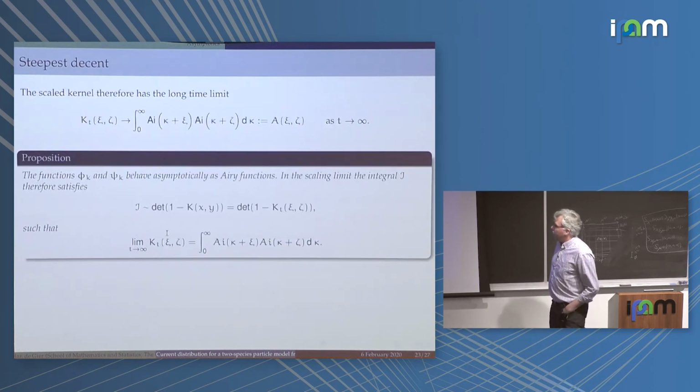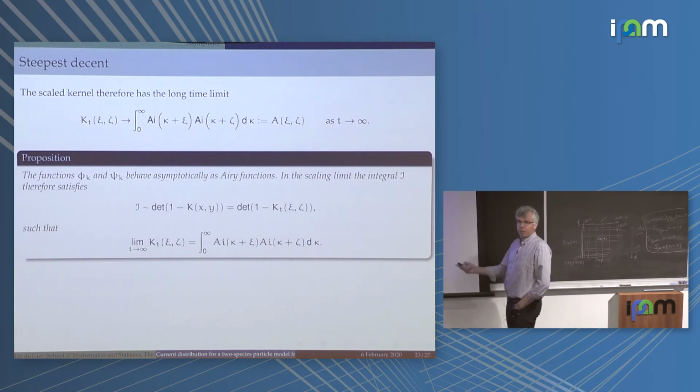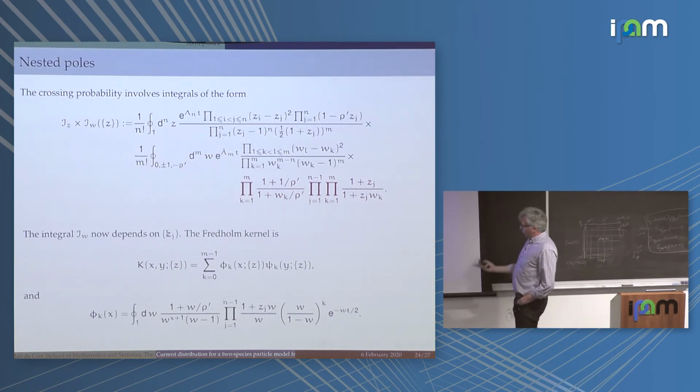Okay, so that's the usual method, and you end up with statements that your Fredholm determinant converges to a determinant with an Airy kernel. And from there you get the GOE distribution or similar. Okay, so just what are we faced with?